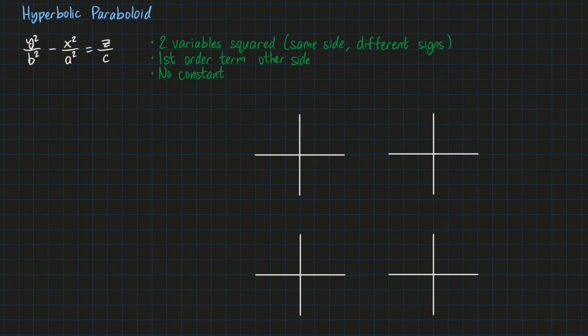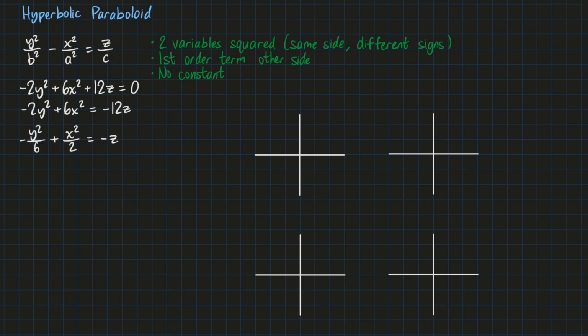So let's say we have the following equation. Negative 2y squared plus 6x squared plus 12z equals 0. First, we can move the first order term to the other side of the equation. Next, we can get the coefficients into the denominator. 2, 6, and 12 are all factors of 12, so we can divide the equation by 12. And finally, it's helpful to get the z term into positive, so we can divide everything by a negative 1. So we have y squared over 6 minus x squared over 2 equals z.